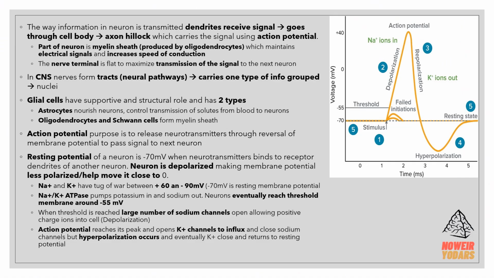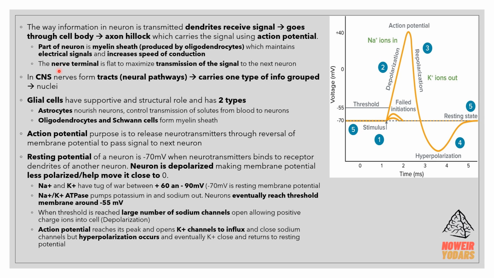So, we're going to be talking about how information is transmitted in most neurons. The way information in a neuron is transmitted is dendrites receive signals. Dendrites, if you don't know, are basically just the ends of a neuron that extend like that. All right, so these receive a signal, and then the signal goes through a cell body. A cell body is covered by a myelin sheath, and then the axon hillock carries the signal using action potential. We'll be talking about action potential later.